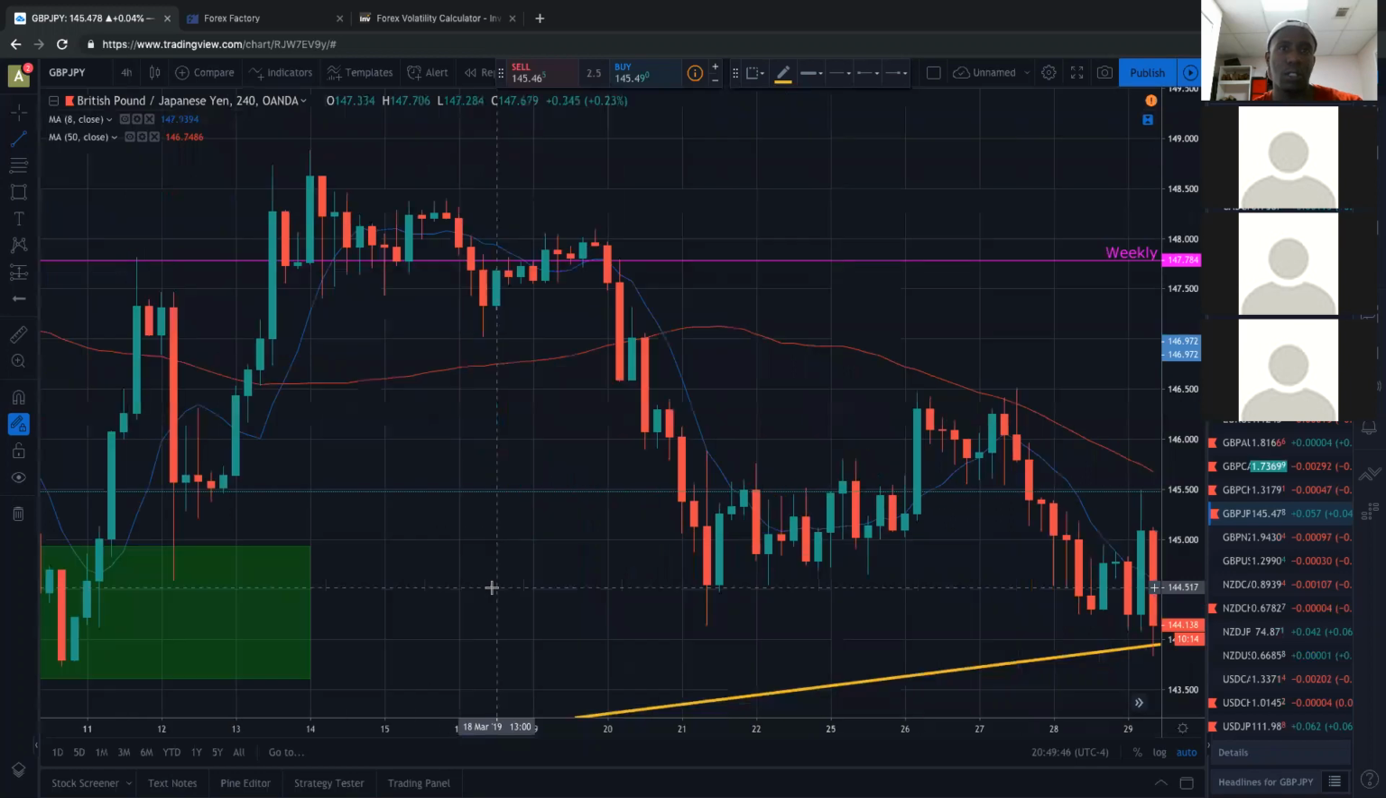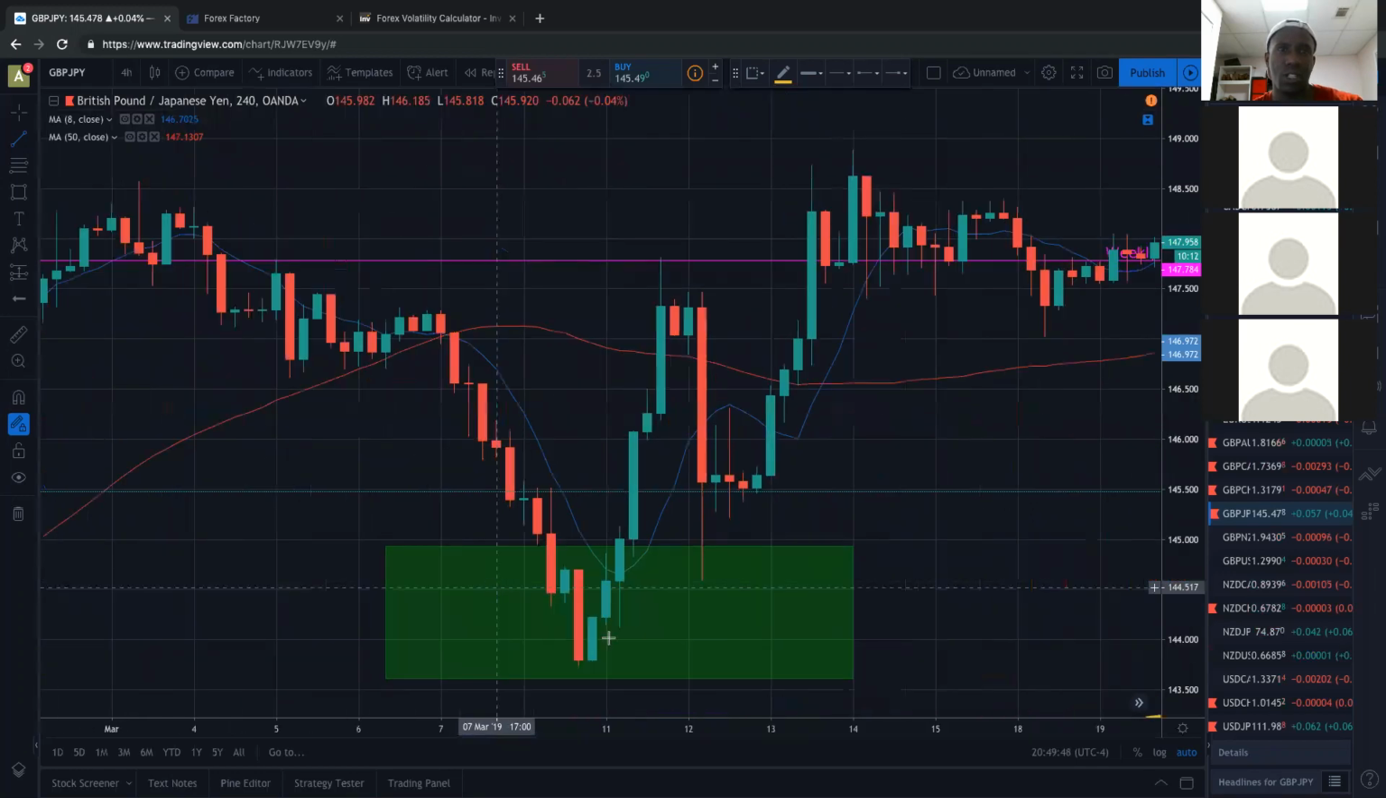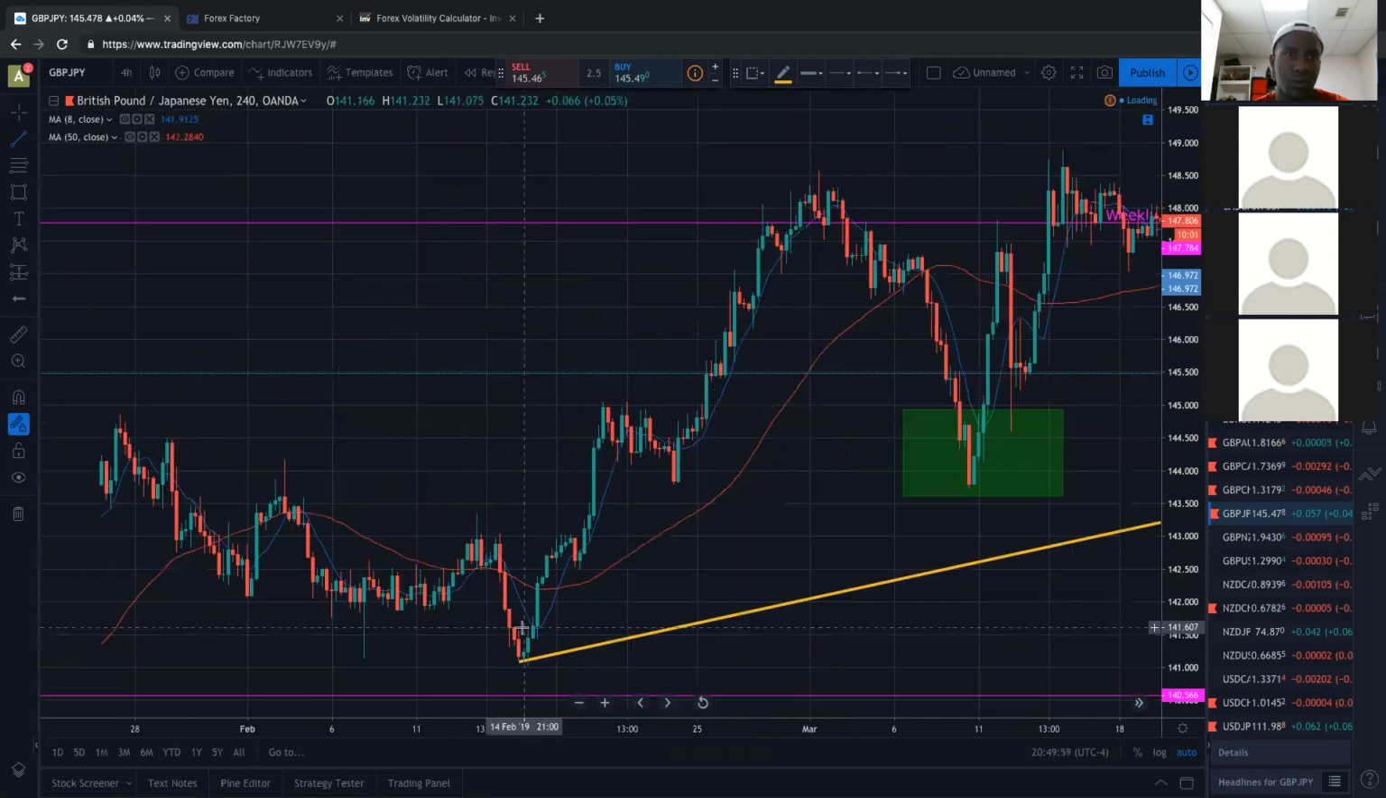Same thing here, but we have more of a three inside up. So pretty much a large red candle followed by two green, bullish candles.